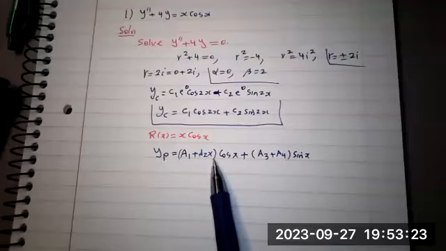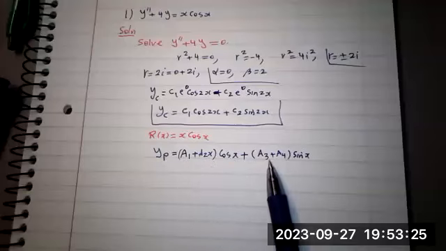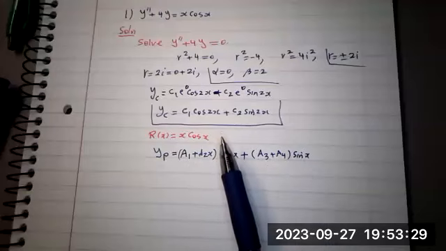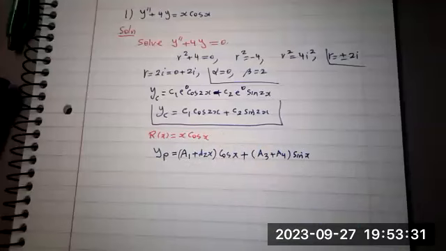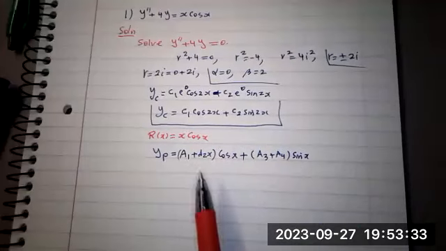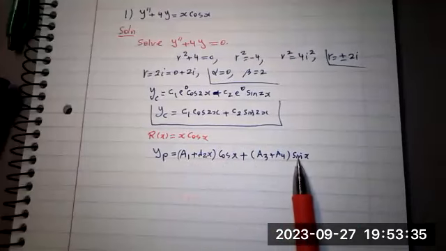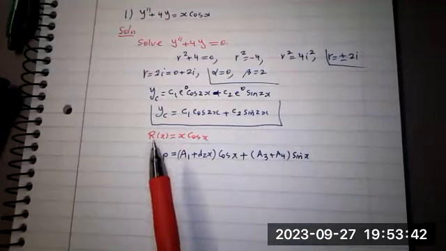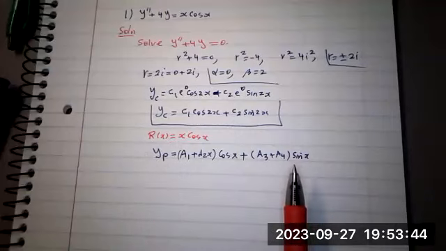So general linear polynomial times cosine, general linear polynomial times x. Now check: is there any duplication? Is any term of this repeated in the YC over here? You see the YC is sine of 2x and cosine of 2x. Nothing to do with the second one.